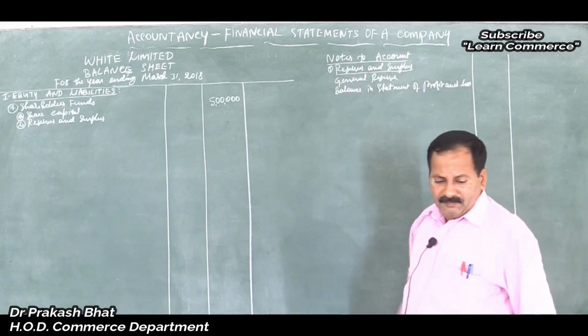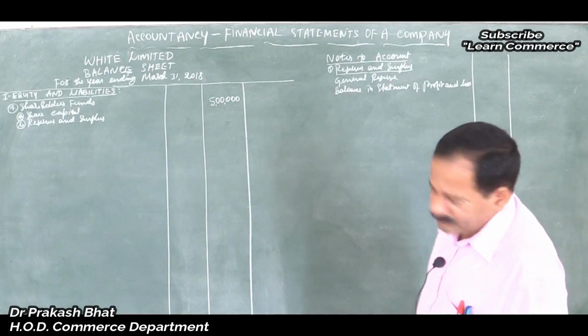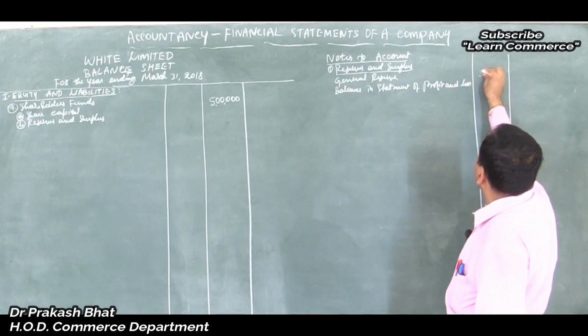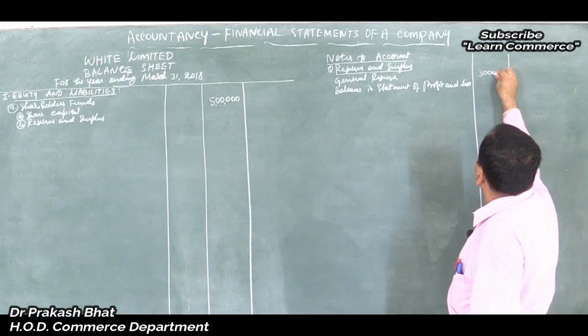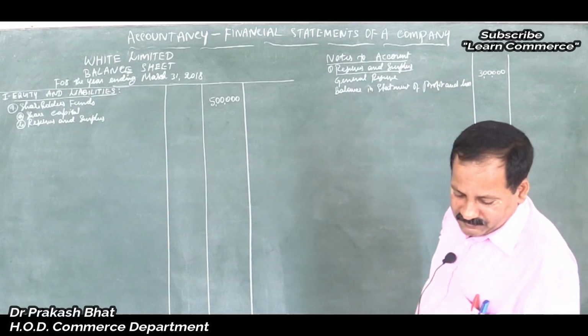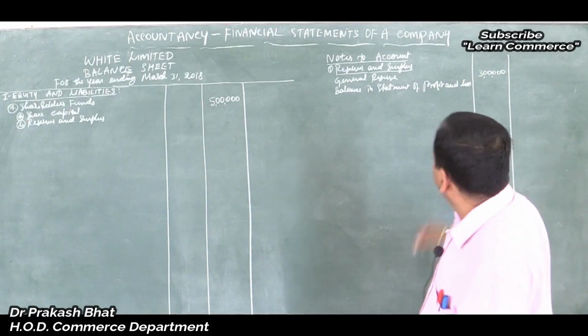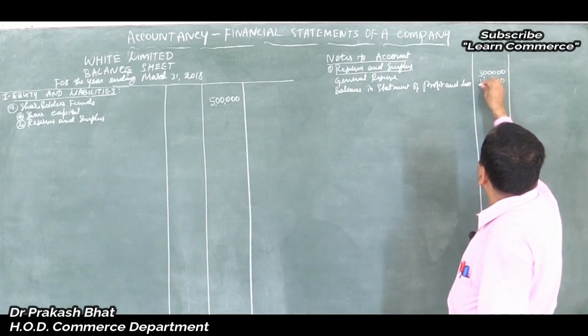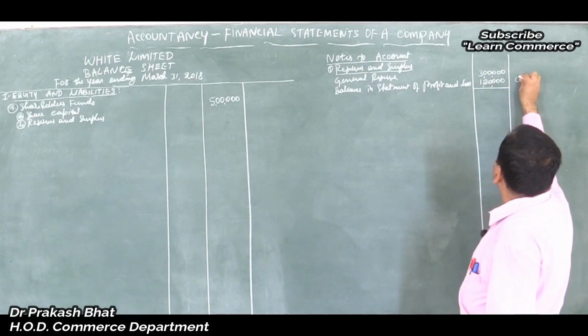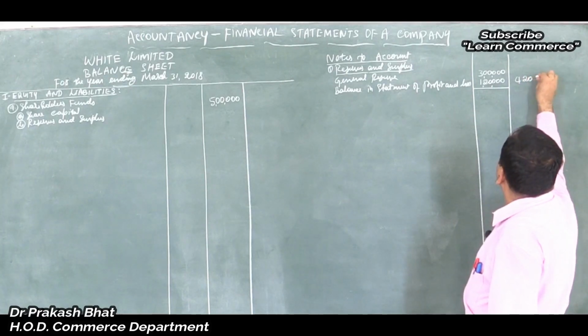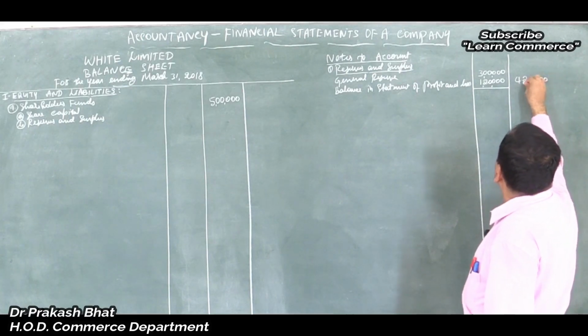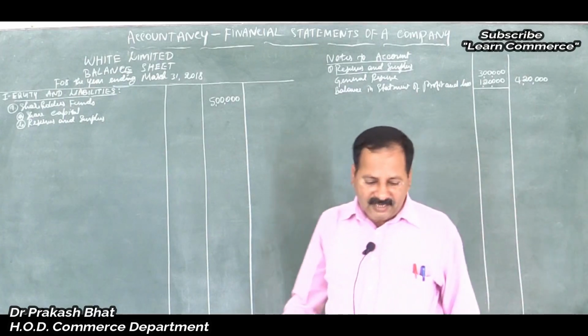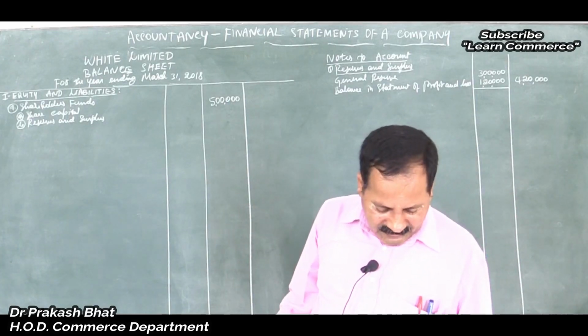Isn't it? Inner column, general reserve how much? 3 lakh. And balance in statement of profit and loss 1,20,000. Total 4,20,000, right?